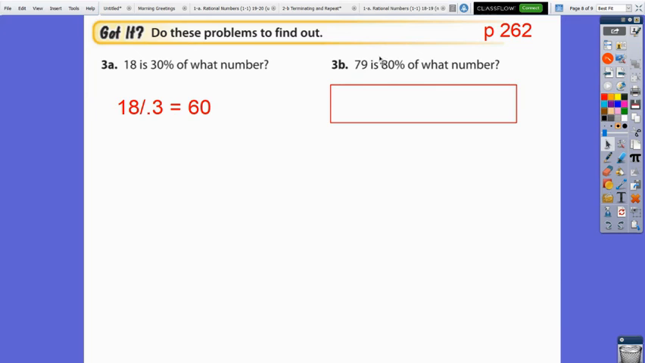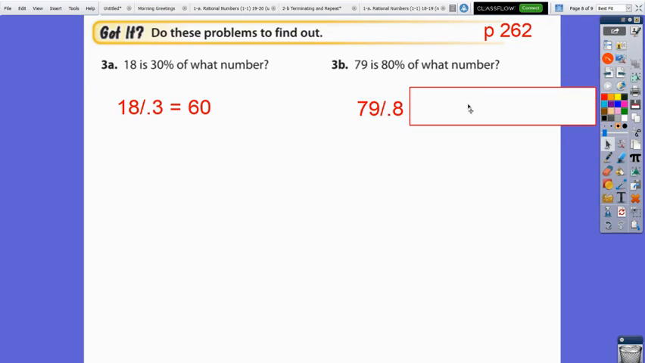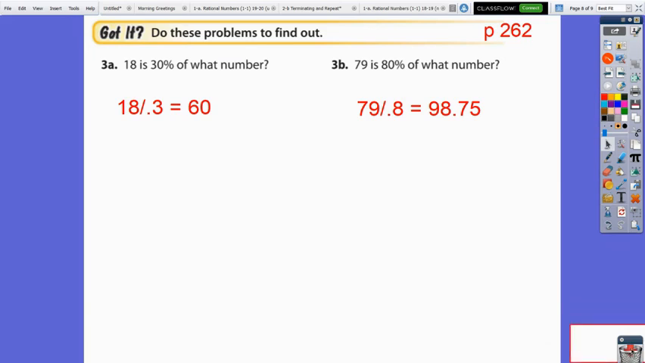79 is 80% of what? This answer should be pretty close to 100, right? 79 is 80% of something close to 100, since 79 is really close to 80. 79 divided by 0.8. 79 divided by the percent written as a decimal. And the answer is 98.75. Very close to 100. Sometimes you'll round these. You'll be given rounding instructions, or you round to what's reasonable. All right. And that's it.